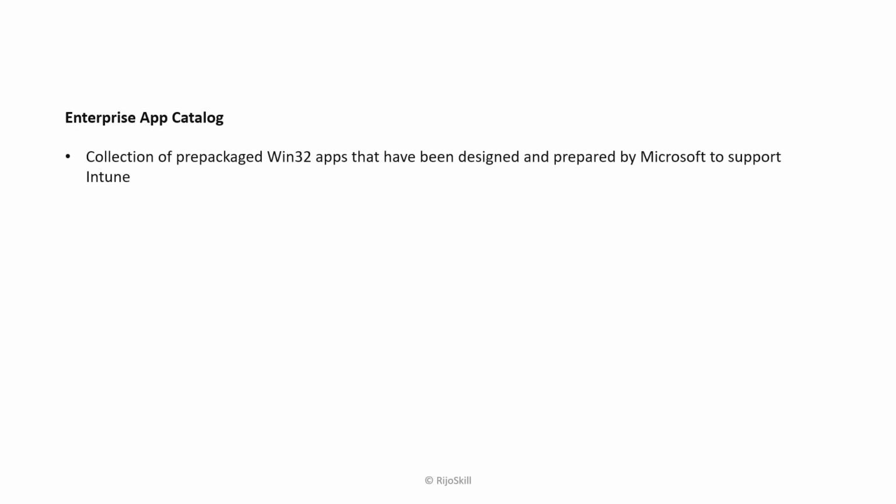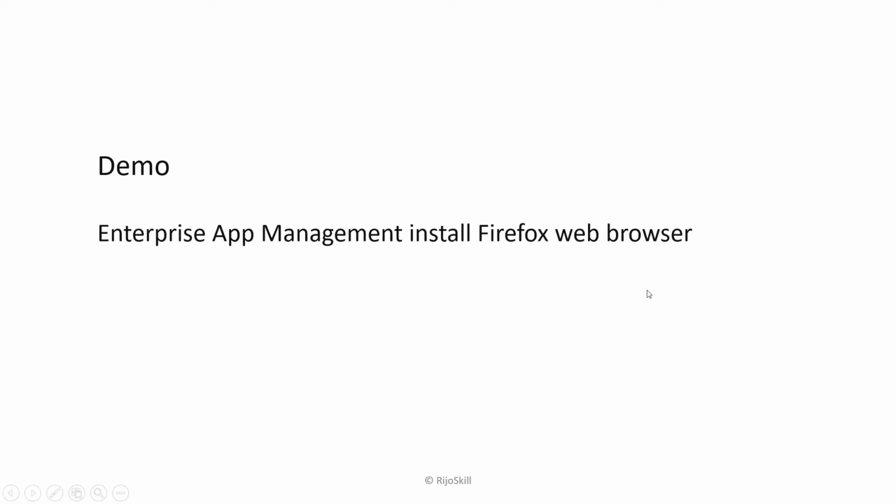So we will go for the next slide. Enterprise App Catalog is a collection of prepackaged Win32 apps that have been designed and prepared by Microsoft to support Intune, and it contains both Microsoft apps and third-party apps. So we will go for our demo.